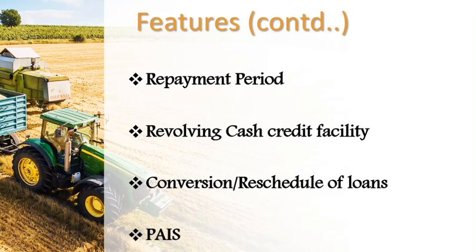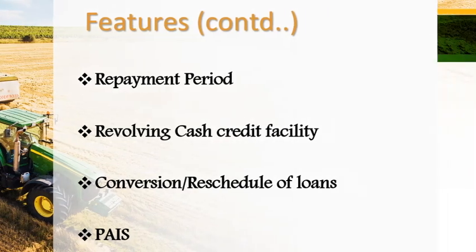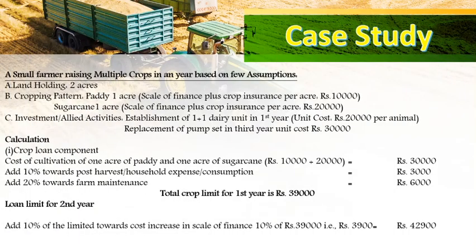Then PAIS means nothing but personal accident insurance scheme. According to this scheme, for death it will be around rupees 50,000, and if the person has some sort of disability, there will be 25,000. The maximum age to enter this scheme is 70 years, with an annual premium of rupees 15, and for 3 years it will be rupees 45. Then let me take you to one case study.